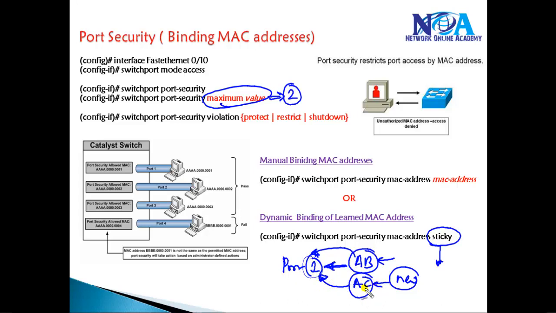If it learns any other MAC address, let's say in my scenario the third MAC address, as the maximum value is 2, it's going to allow only 2 MAC addresses bound, and these are bound dynamically. We don't need to manually say MAC address and then type the MAC address. If you're doing it manually, we need to say MAC address and then AB, and then AC, in 2 different lines. So instead of doing it manually, we can also do the binding automatically by using the sticky option.